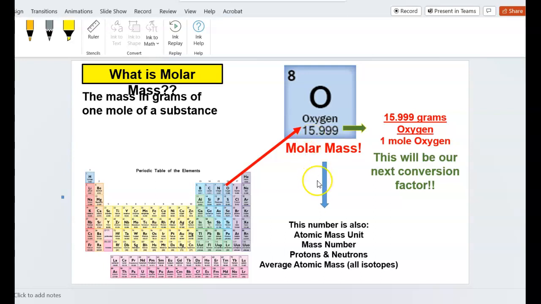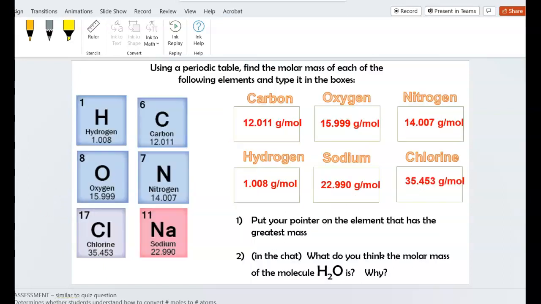Also, as we go through, you may see me round these. The more you use them, the more you just memorize them. You really don't have to use 15.999. You could just round that to 16, and all of the others as well. So here's a look at some examples. If I wanted to find the molar mass of these elements, I would just go to the periodic table and look them up. So carbon's molar mass is 12 grams per mole, nitrogen's 14, chlorine's 35.45, and so forth.